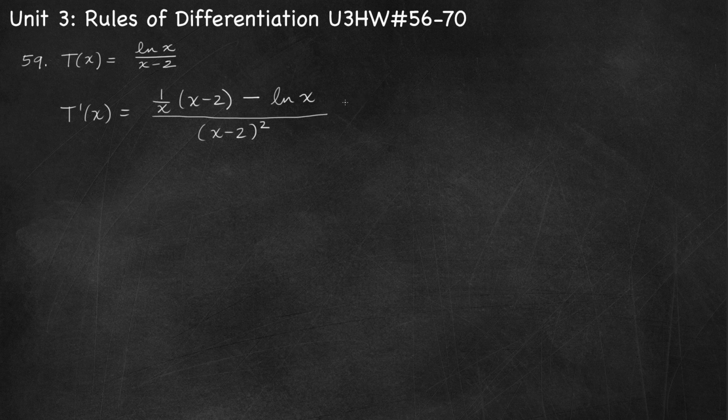Now to simplify this, I have a complex fraction. That's a fraction within a fraction. So to simplify, I'm going to multiply the numerator by the LCD, which is x, and then multiply the denominator by x. So I'm really just multiplying by x over x, which is 1. Now I need to distribute that x to both of these terms in the numerator.